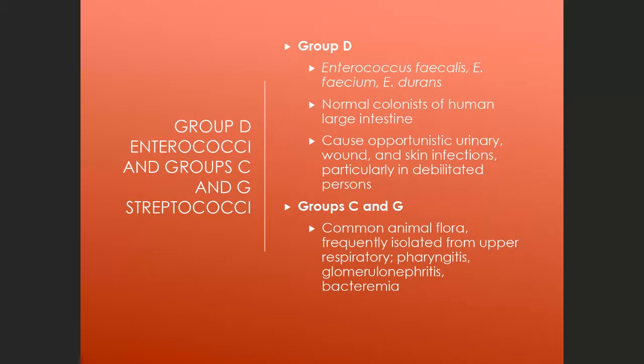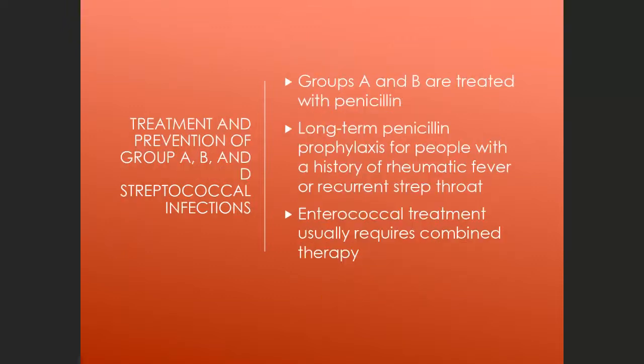Okay, the next one is groups D, C, and G. Group D, this is faecalis, faecium. It means that they are mostly in the lower GI tract, like in the large intestine, the colon. Groups C and G are usually in the upper respiratory tract, causing pharyngitis. They can also enter the kidney, causing glomerulonephritis, and bacteremia in the blood circulation.